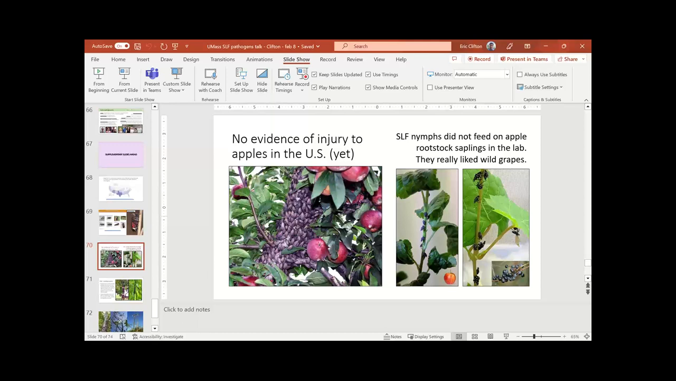So the question was about different types of grapes. Yes, they like cultivated grapes. They like wild grapes. If you're asking if they prefer whites or reds, I don't think there's any data that they prefer Chardonnay over Riesling or anything.